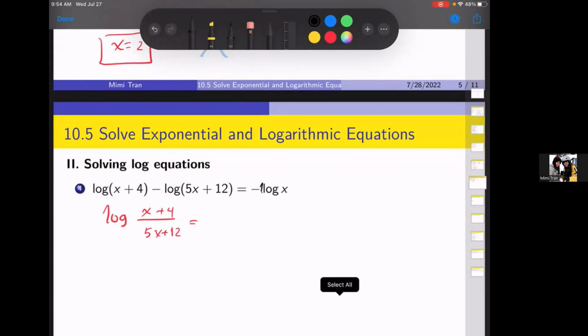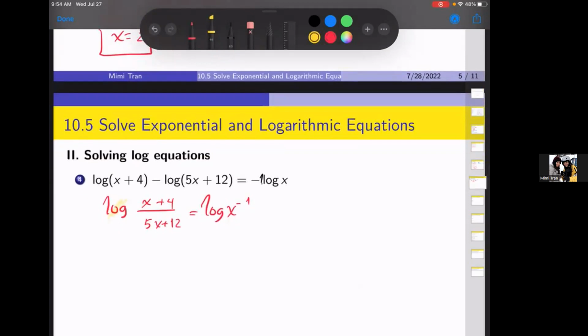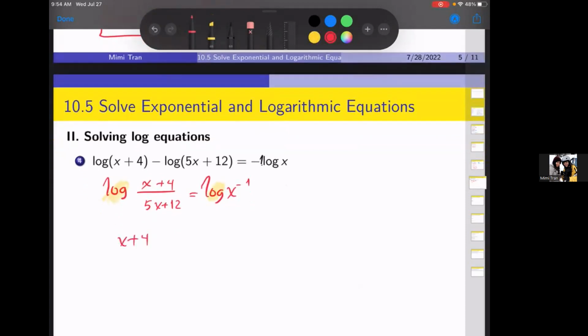What can I do with that negative 1? Just like before, can I move it using the power rule? Yes, right, I can move it. So it's gonna be log base 10 of x to the negative 1. Are they the same base now? Yes, can I cancel? I can cancel it. Okay, so now I have x plus 4 over 5x plus 12 equals, instead of x to the negative 1, can I write it as 1 over x? Is that okay?